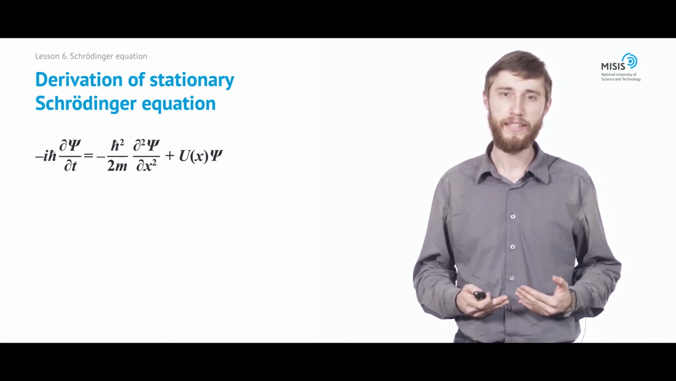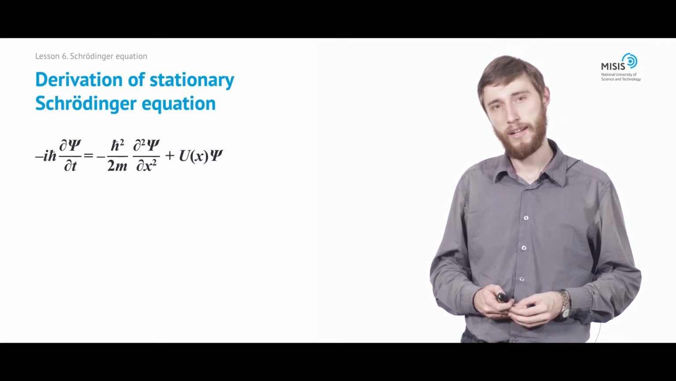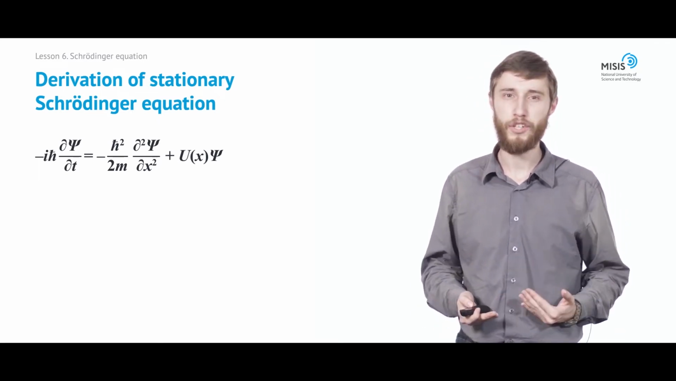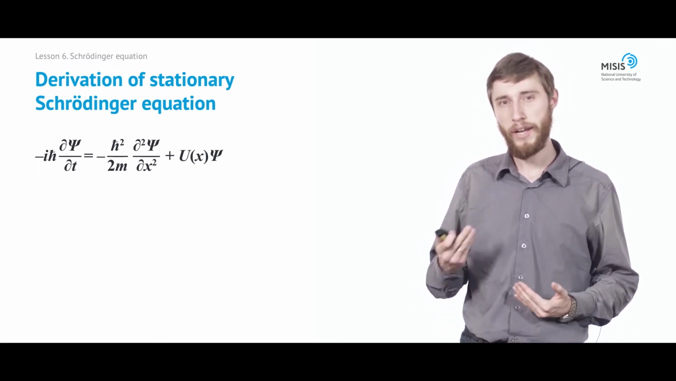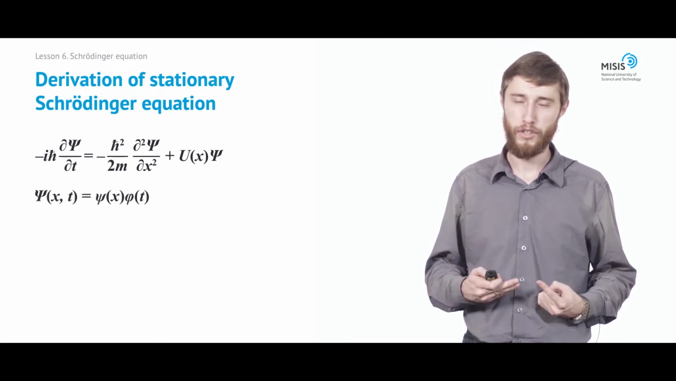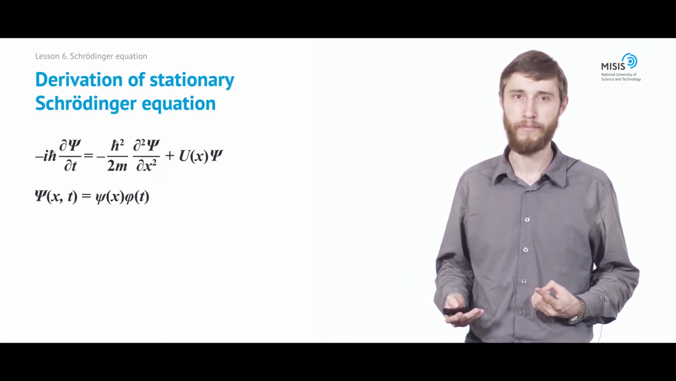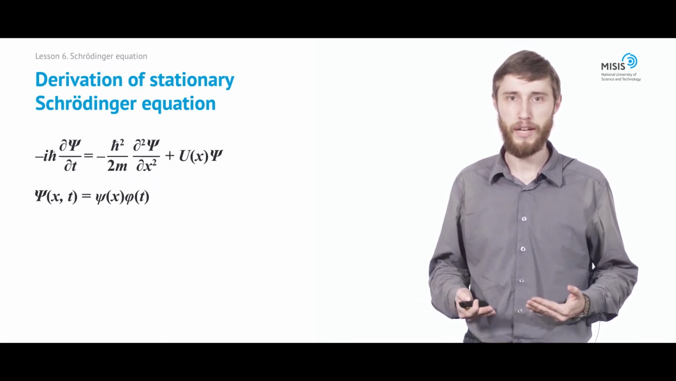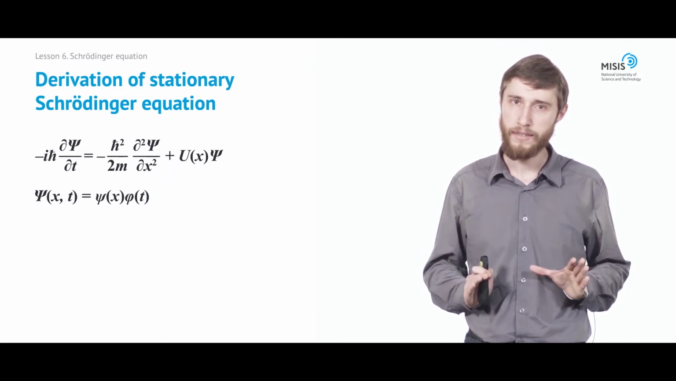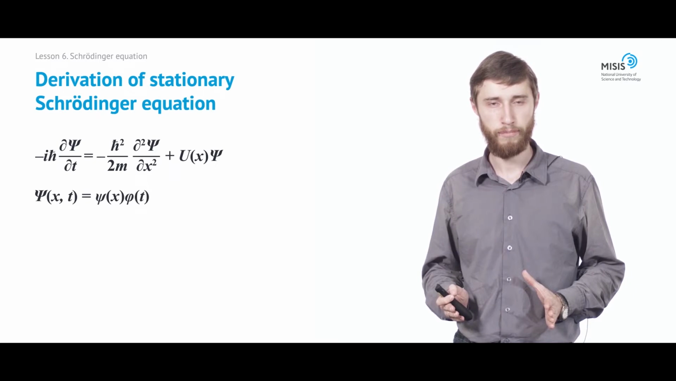For simplicity, we consider the time-independent potential U of x. Let's try to solve it by separation of variables. Write capital Psi of x and t as a product of two functions, psi of x and phi of t. Here, the first part, psi, depends only on x, and the second part depends only on time.